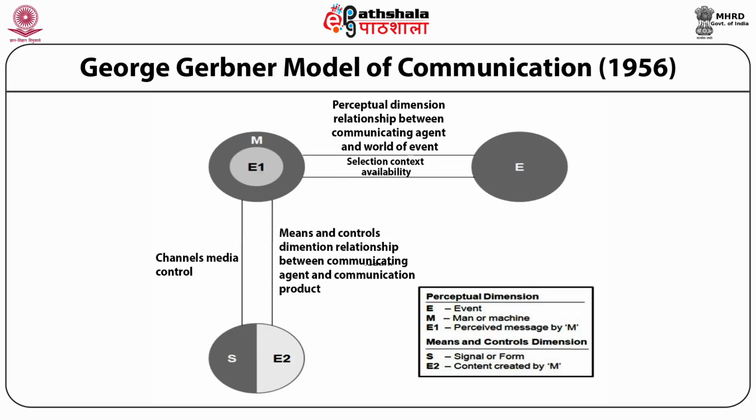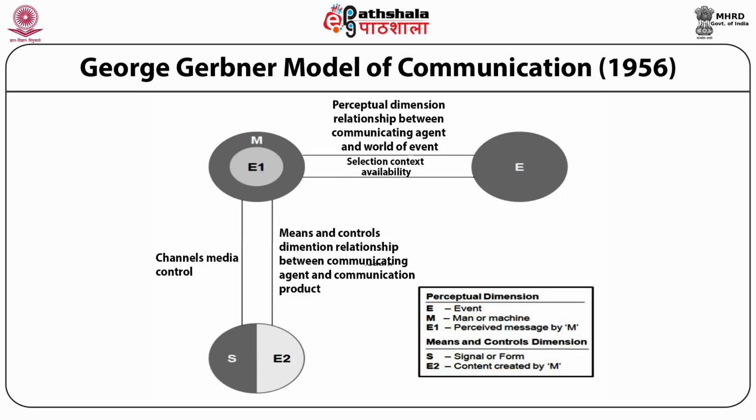The factors involved between E and M are selection, context, and availability. M cannot perceive the entire content of the event E, so M selects the interesting or needed parts from the entire event and filters out the others. The context occurs in the event, and the availability is based on M's attitude, mood, culture, and personality.